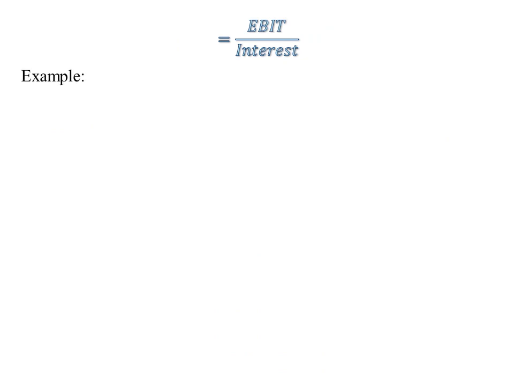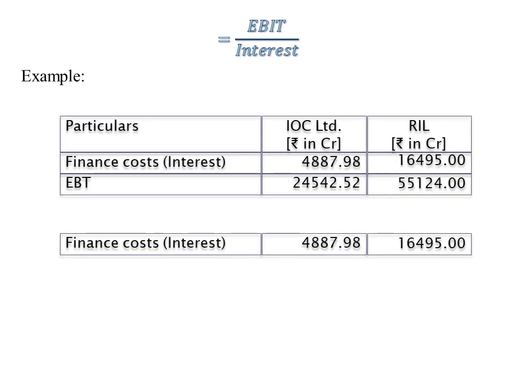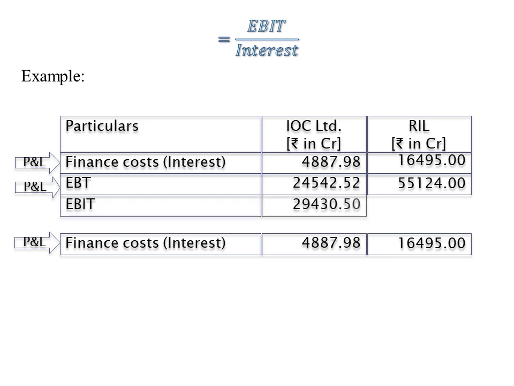Here we have data extracted from profit and loss accounts of Indian Oil Corporation Limited and Reliance Industries Limited. Now EBIT is not directly shown in these statements. So we shall take earning before tax and interest, that is finance cost, and after adding these two we will get EBIT. So EBIT of IOC Limited is rupees 29,430.50 and of RIL it is rupees 71,619.